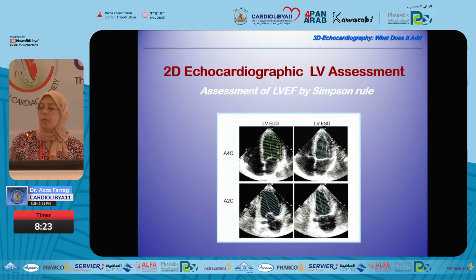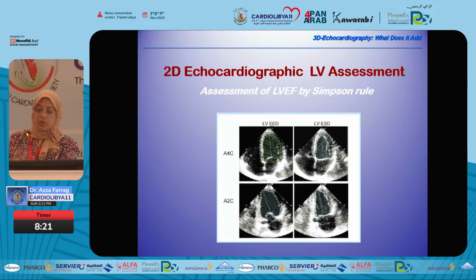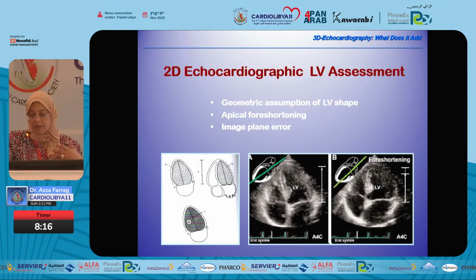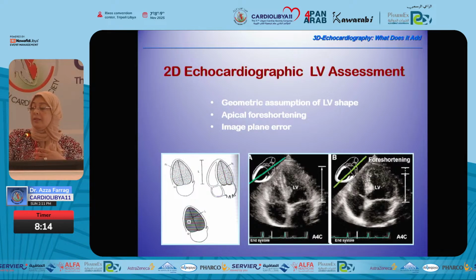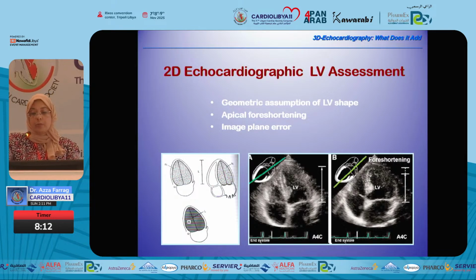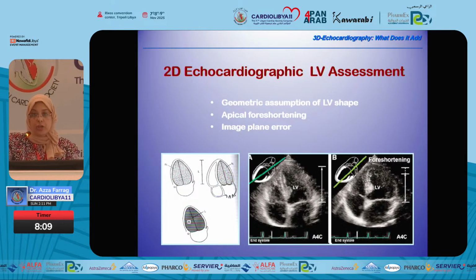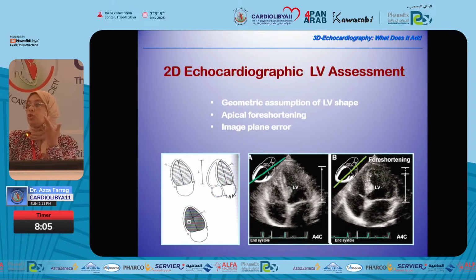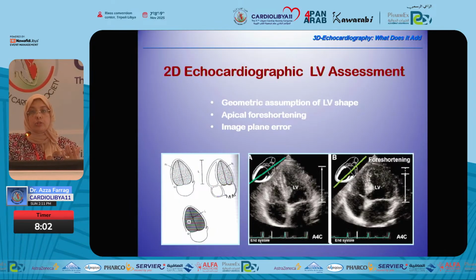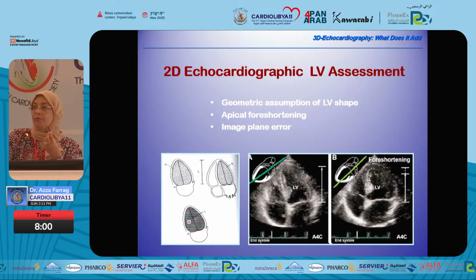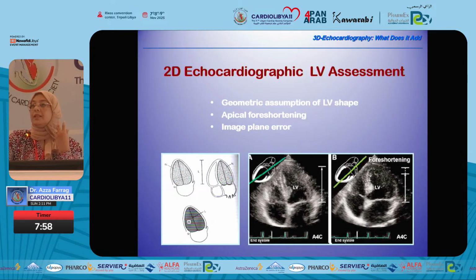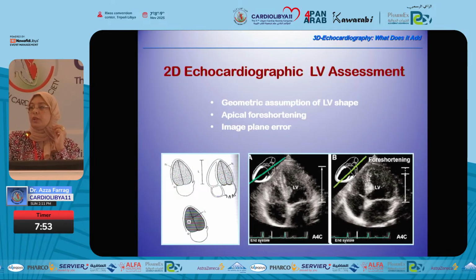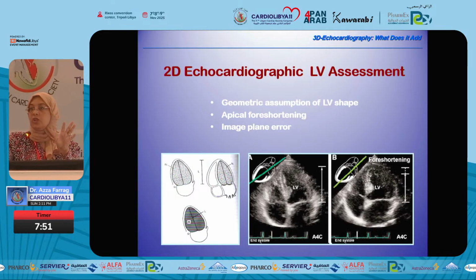So if we talk about left ventricular estimation by the ejection fraction, by the Simpson rule, it has a lot of defaults and a lot of limitations, like the geometric assumption of the left ventricular shape. You assume that the ventricle has a specific geometrical shape, which is not true. Then the apical foreshortening, and you can know what apical foreshortening is when you find that the apex is contracting. You must see that the apical cap is not contracting to be sure that your captured image is true.